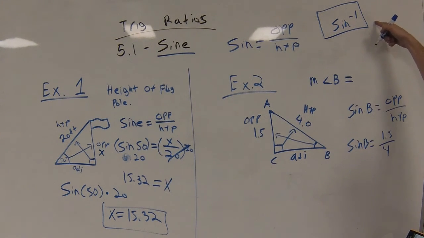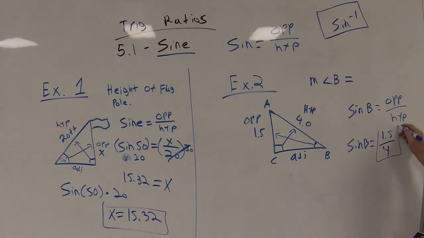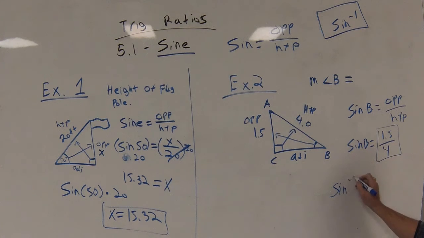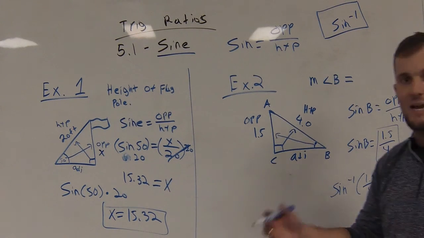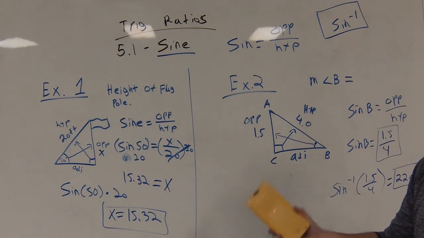And what I'm actually going to do is type in this ratio. So this is what it should look like in your calculator: sine -1, and in the parentheses, 1.5 over 4. I'm going to do that in my calculator, so 1.5 over 4. And when I click enter, you should in return get 22.02. So that is going to be the degree measure of angle B. So the degree measure is 22.02. Ladies and gentlemen, this is a brief explanation of how to use the sine ratio.